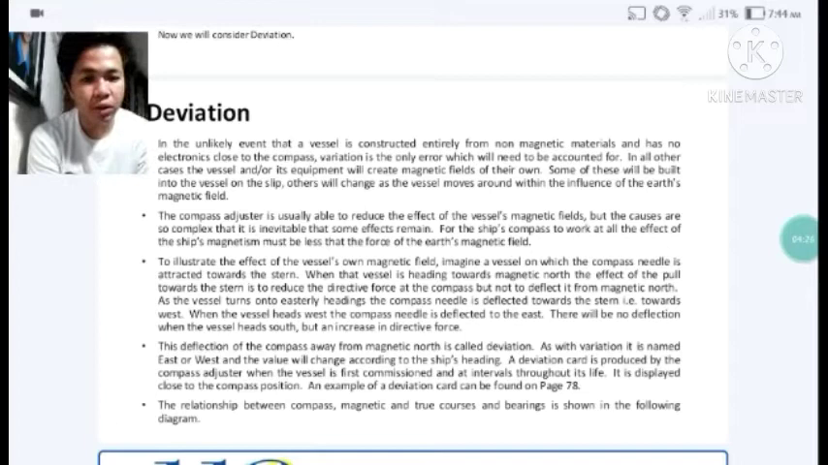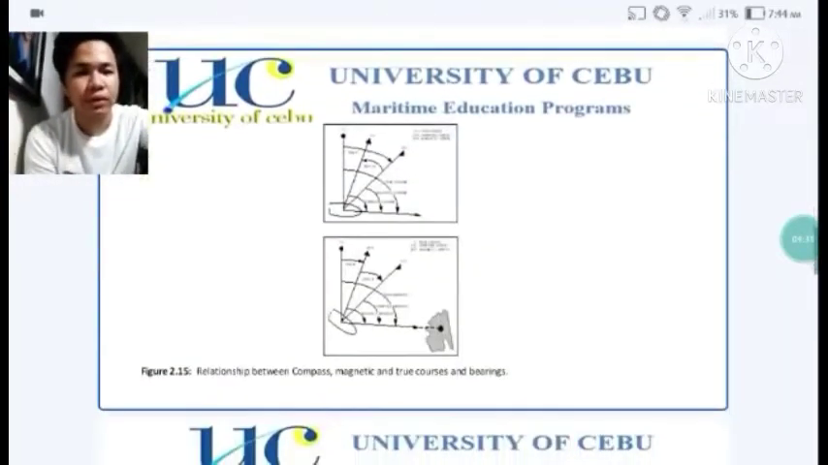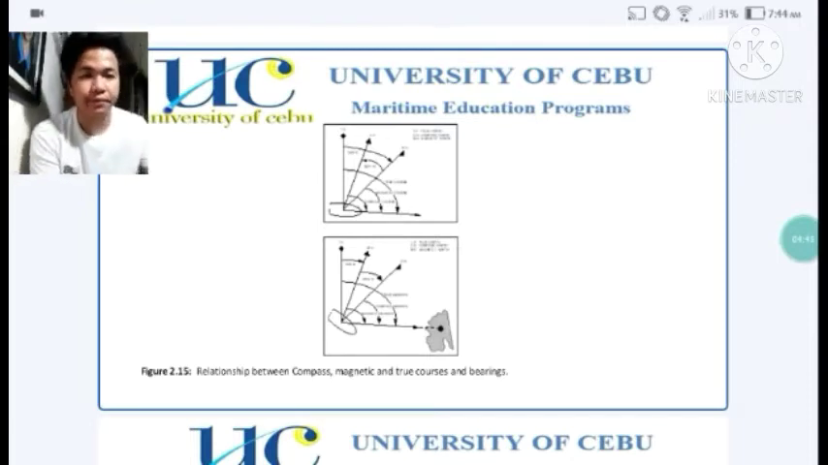This relationship between compass, magnetic, and true course and bearings is shown in the following diagram. So as you can see in the picture, this is the relationship between compass, magnetic, and true courses and bearings.